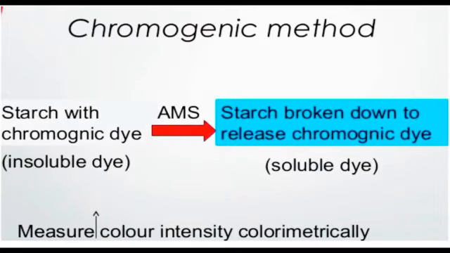In the chromogenic method, starch is first treated with an insoluble chromogenic dye. Then it is treated with the amylase enzyme. Now the starch is broken down, releasing the insoluble chromogenic dye as a soluble dye, with the liberation of isomaltose and maltose. Then the color intensity is measured colorimetrically.